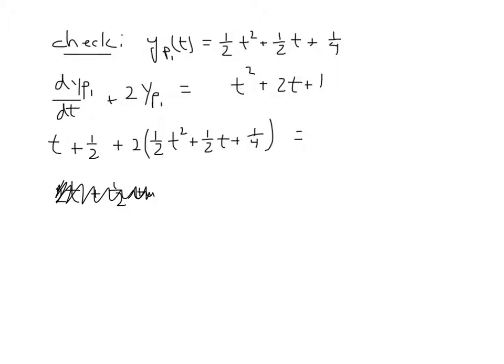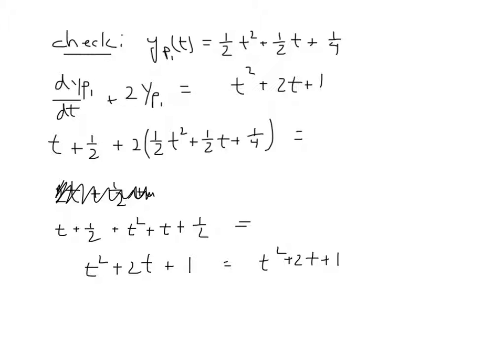Okay. I now have t plus 1/2 plus t squared plus t plus 1/2. And sure enough, when I combine terms, I have a t squared term, I have 2t terms, and I have a 1. And that is equal to the right-hand side, t squared plus 2t plus 1. So we did find a particular solution of that problem. Next slide.